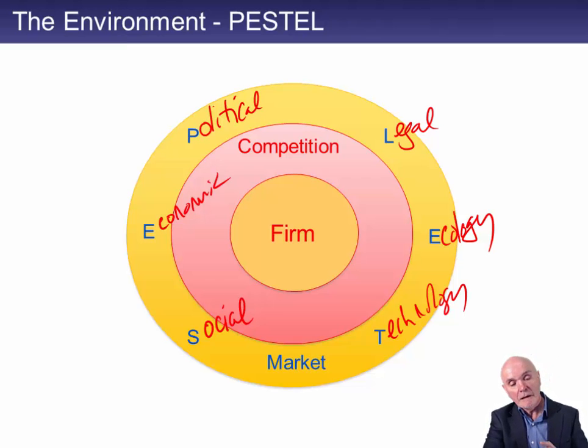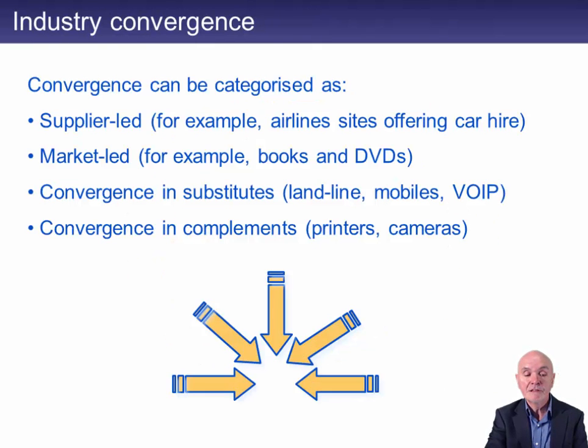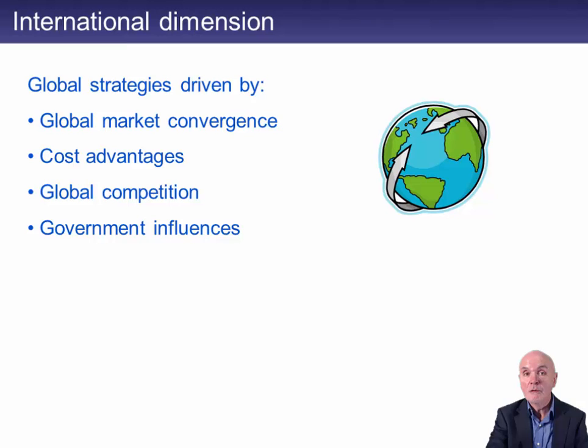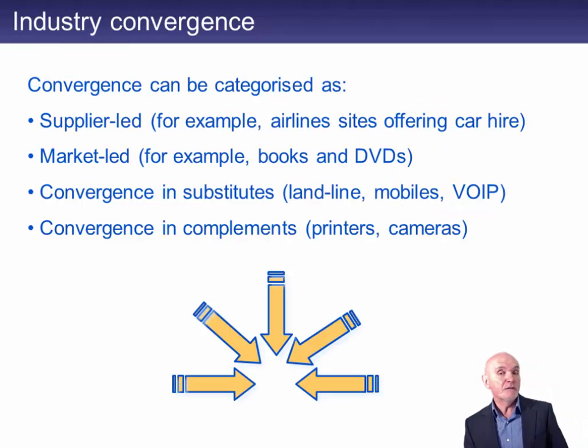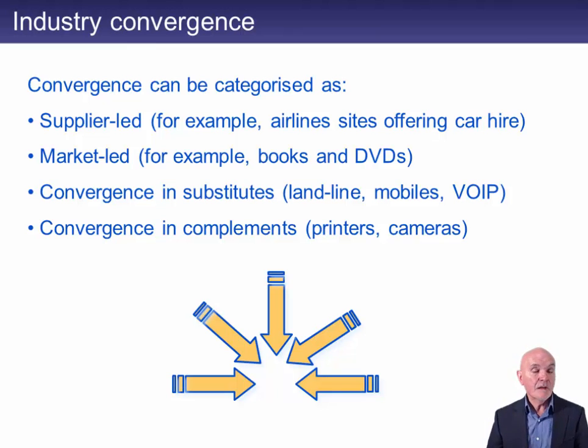Now there are 2 particular kind of developments in the macro environment which are highlighted in the syllabus, and one is industry convergence, and the other one is global companies, or the international dimension. And we can deal with both of these together because they tend to have pretty much the same effect.